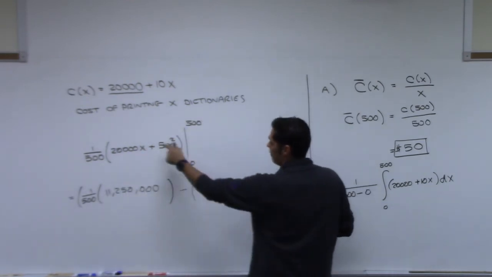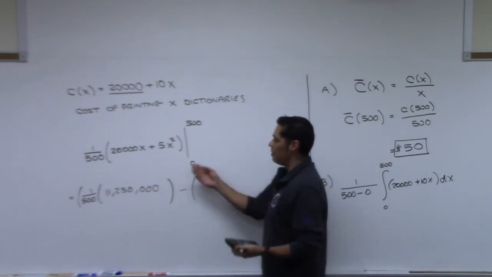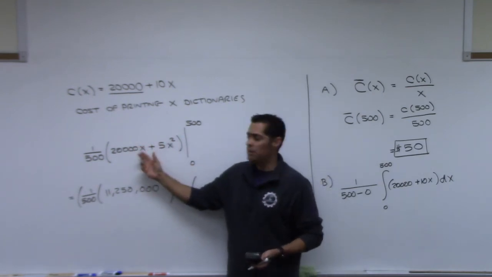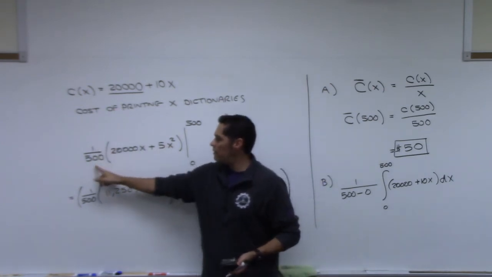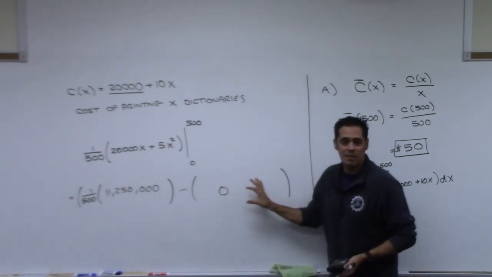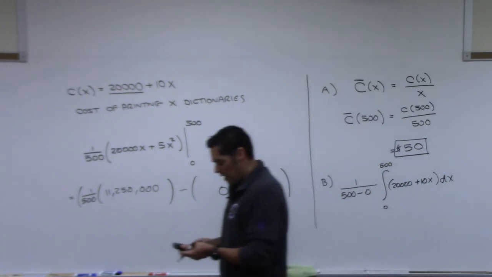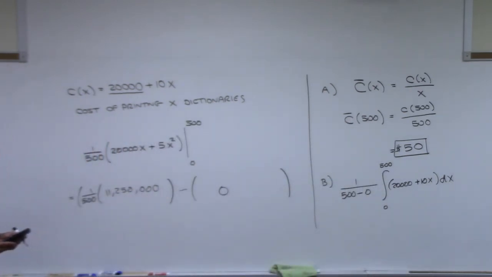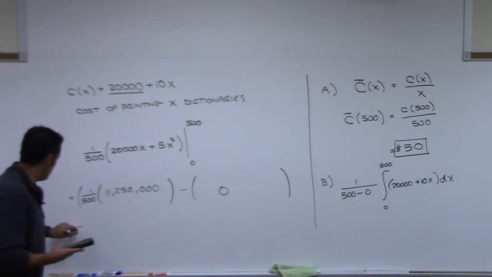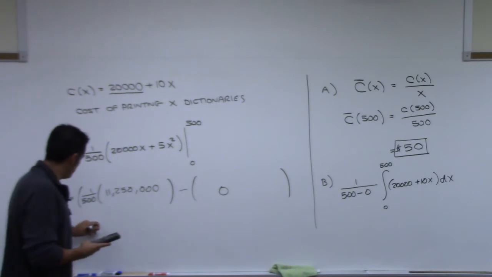And then minus 0, because when I plug 0 into this, everything goes away, right? 0, 0, 0 plus 0, 0, and then 1 over 500 times 0, 0. So this whole back end is 0. So divide by 500 now. 22,500. This doesn't make sense.